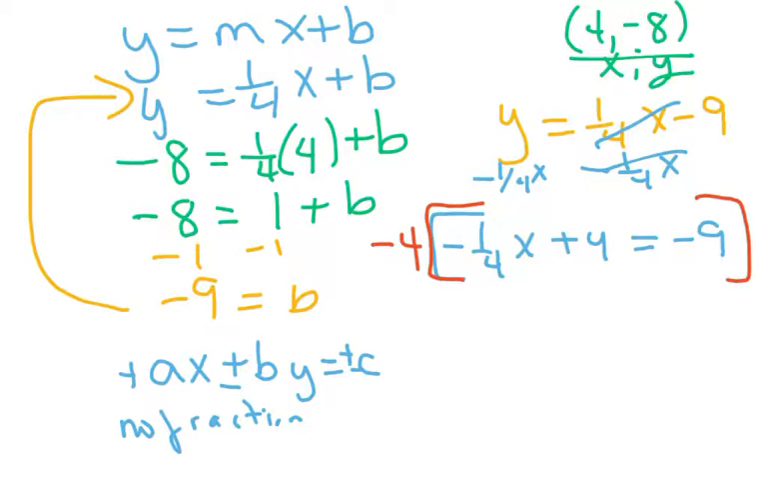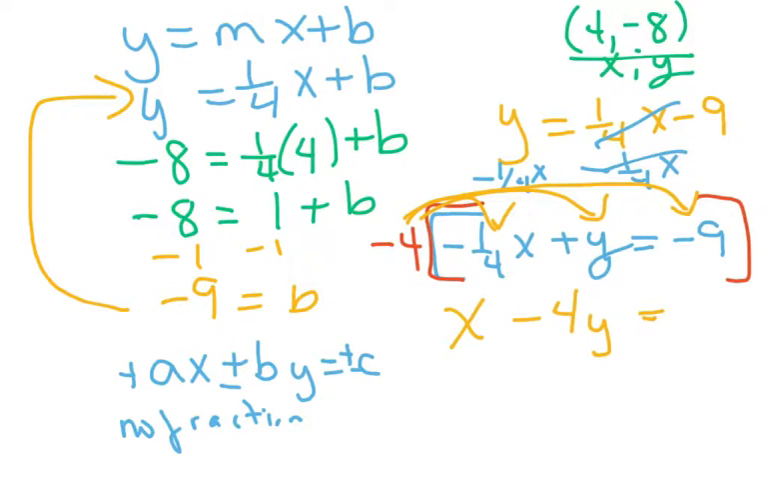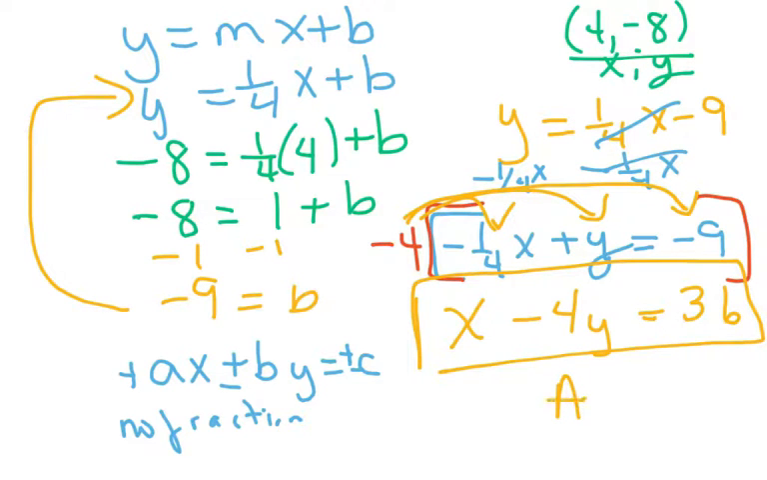I'm doing 2 steps in one, and then I'm going to distribute and multiply each piece 3 times. 1, 2, 3. So -4 times -1/4 is 1. And if you want to use a calculator, you can, but that's just going to be 1. So 1 times x is x. -4 times y is -4y. And -4 times -9 is 36. So this is my standard form, and the answer therefore would be A.